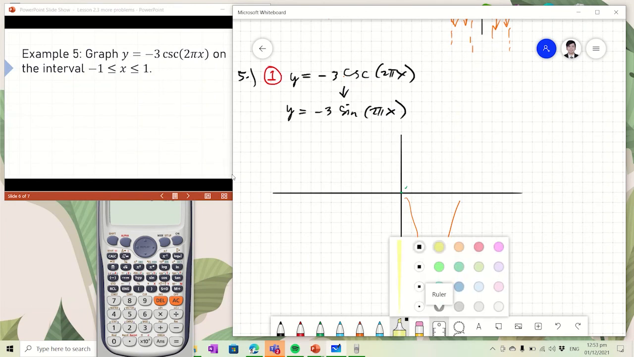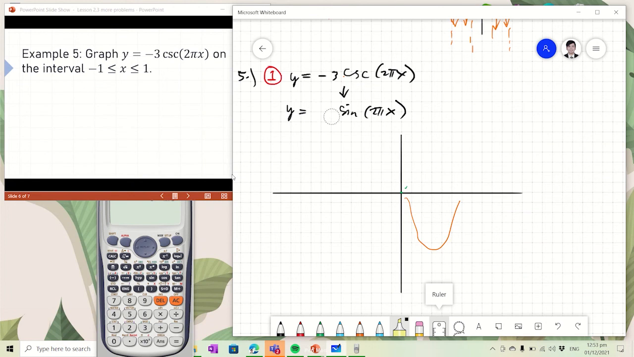So, ibig sabihin nun, ito. So, ibig sabihin the opposite. Okay, parang i-reflect lang natin siya papunta sa baba ng ating x-axis. So, smooth curve lang tayo. And don't forget, yung max natin is -3 or yung minimum natin.